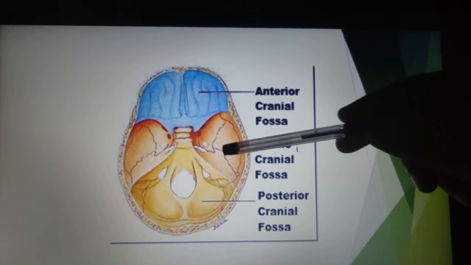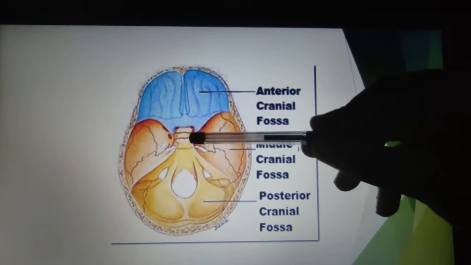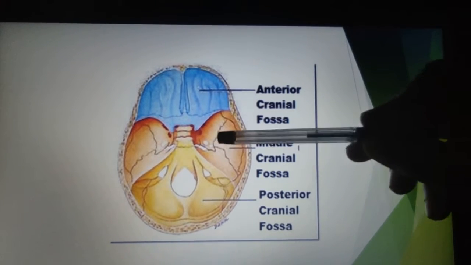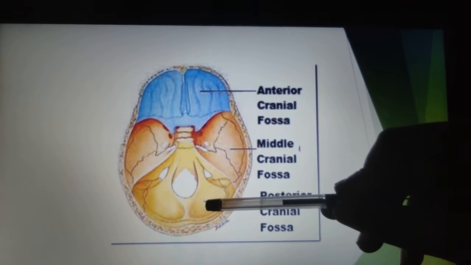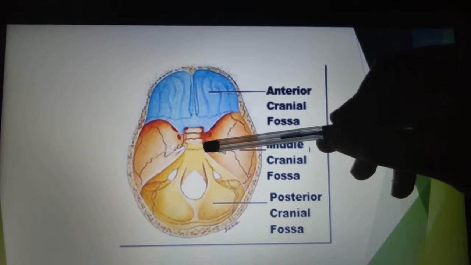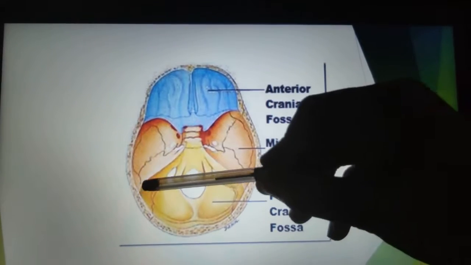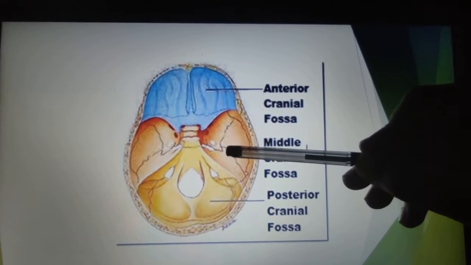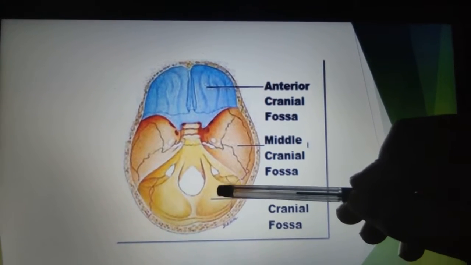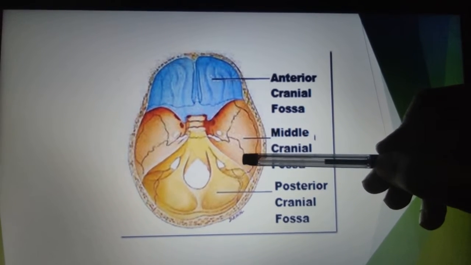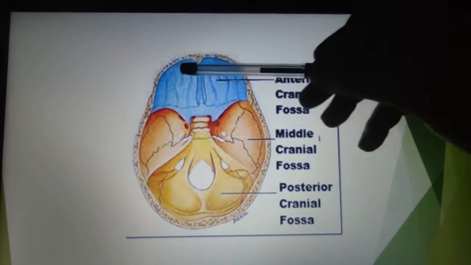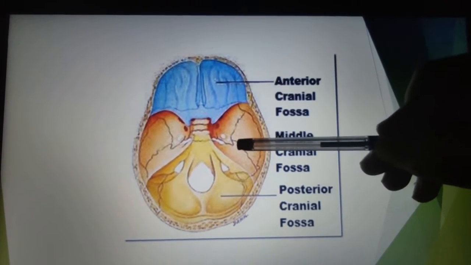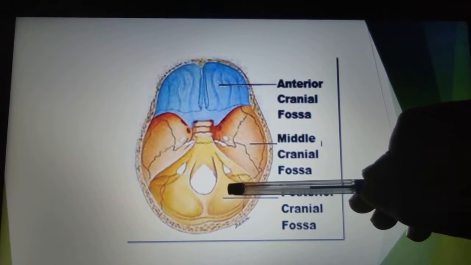How is the anterior cranial fossa separated from the middle cranial fossa? By the lesser wing of the sphenoid. This is the lesser wing of the sphenoid. The middle cranial fossa is separated from the posterior cranial fossa by the superior border of the petrous part of the temporal bone. Here we can see the petrous part of the temporal bone. Clear? So anterior cranial fossa, middle cranial fossa and posterior cranial fossa. Clear?